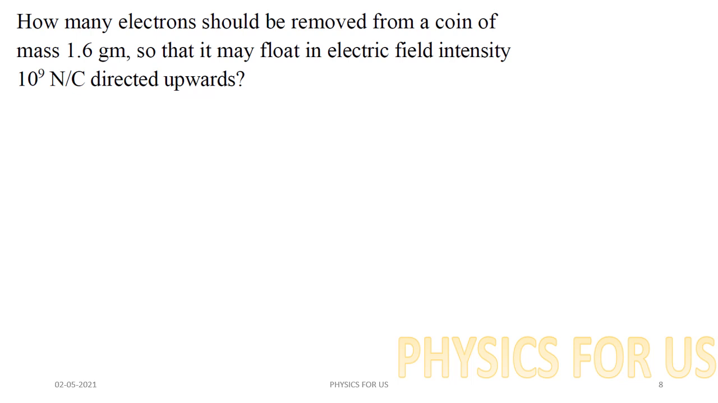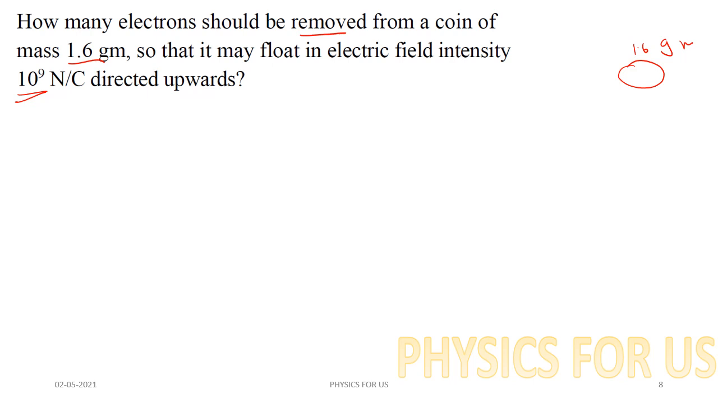Another problem. This is the problem in which we are going to use some new type of substitution, from the known equations itself. How many electrons should be removed from a coin of mass 1.6 gram so that it may float in an electric field intensity of 10 power 9 Newton per coulomb? Suppose we have a coin which has a mass of 1.6 gram, and we are asked to find the number of electrons required to float in the electric field.